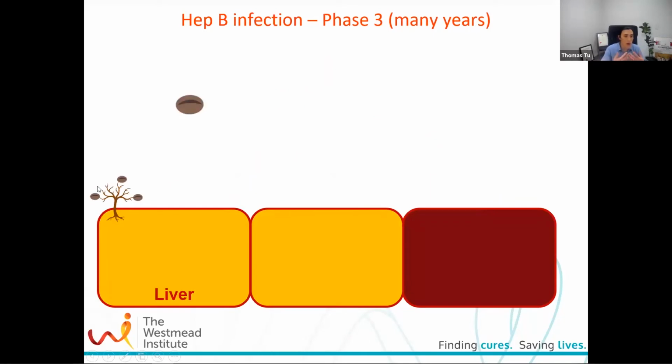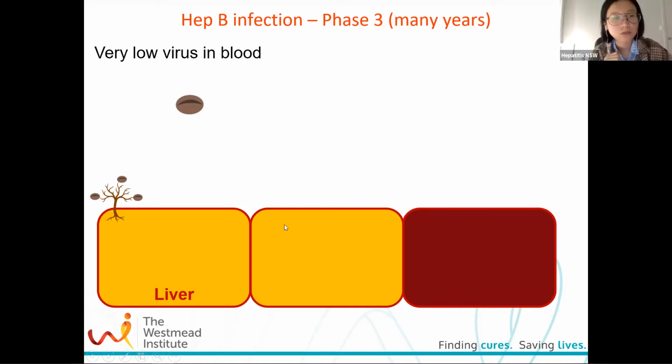Eventually, your immune system can clear a lot of the virus, but not all. So during this phase, we have very low levels of virus in the blood, but it's still there.